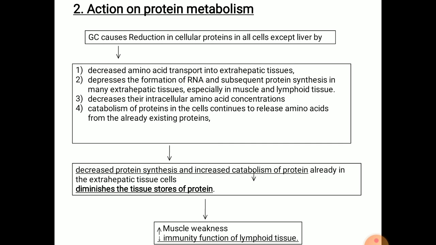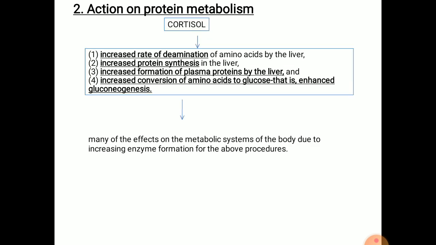Also it decreases the immunity function of the lymphoid tissues. Now if we see the effect of the cortisol on protein metabolism in the liver, then it increases the rate of deamination of the amino acid by the liver. Second, it increases the protein synthesis in the liver.